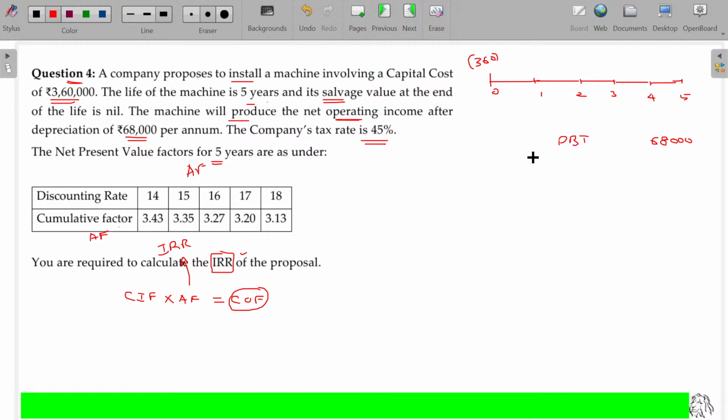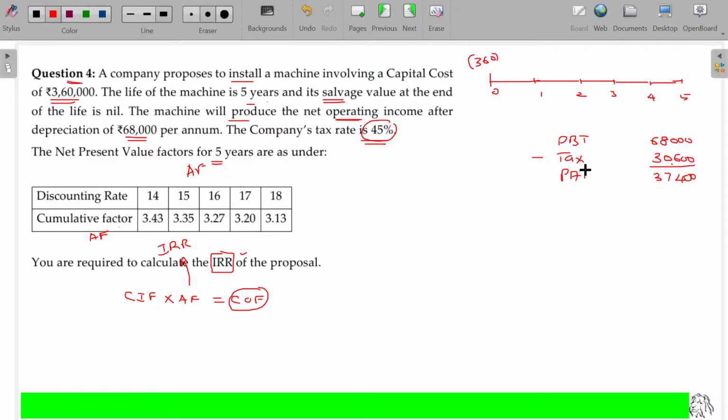From the profit before tax, you first have to subtract the tax. Here the tax rate is 45%. So calculate 45% tax on this. 30,600 rupees. So after that, you get 37,400. Is that clear? This is called profit after tax.